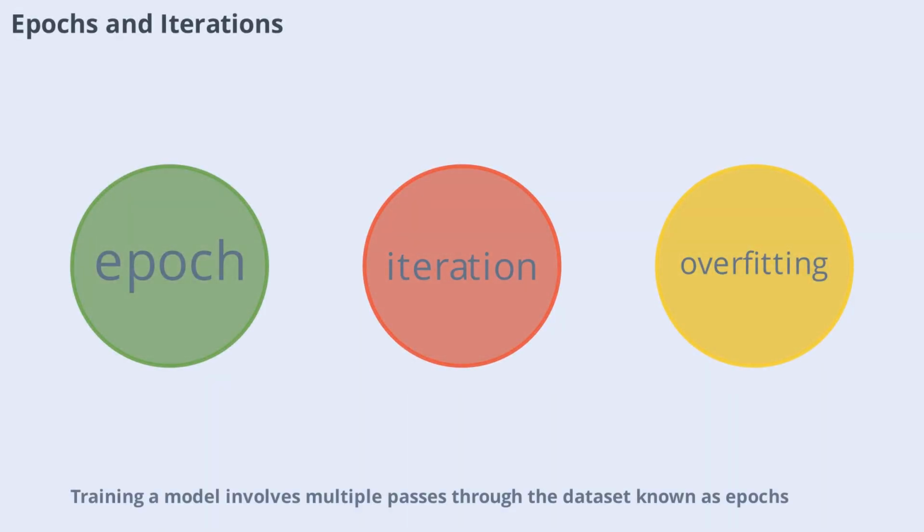Training a model involves multiple passes through the dataset known as epochs. Each epoch allows the model to learn from the data and refine its predictions. Within each epoch, the model processes batches of data in iterations. The number of epochs and iterations is carefully chosen to balance learning and avoid overfitting, where the model memorizes the training data instead of generalizing.